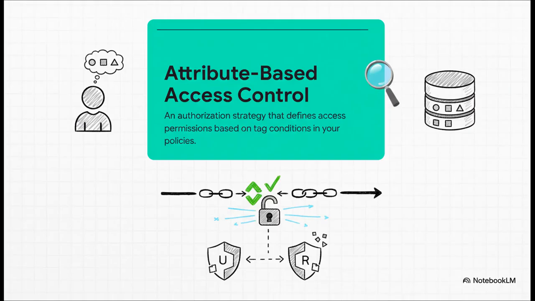ABAC is an absolute game changer for managing permissions when things get complex. The whole idea is that instead of writing policies that call out specific tables or users by name, you write policies that refer to tags. The rule is simple. If the tag on the user matches the tag on the resource they're trying to access, access is granted. It's dynamic, it's scalable, and it is seriously powerful.